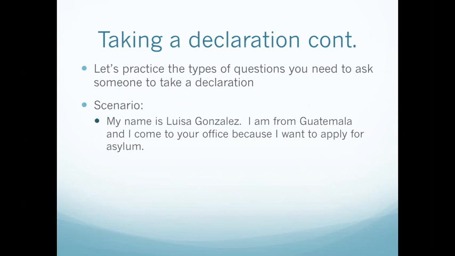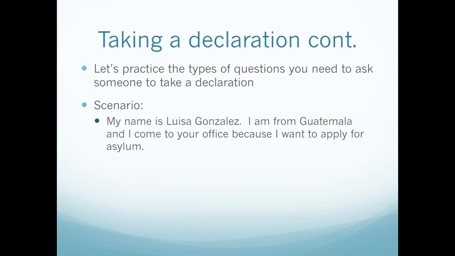Okay. So actually I did a training like that with some other people, and we talked about questions that you would ask to take a declaration, and you can do this if you want. This may be a very common scenario right now for people from Guatemala or Honduras or El Salvador. They come into your office, they give you their name, they say they're from Guatemala, they want to apply for asylum. So where do you start?